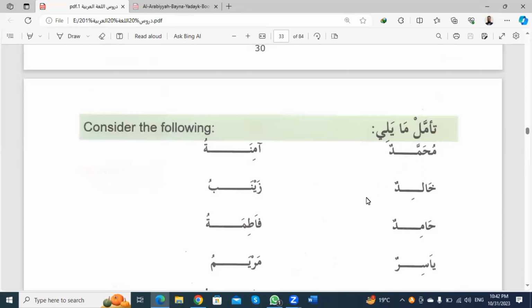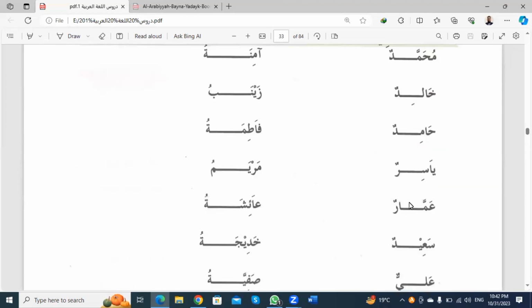So this is the difference between male and female names. I told you that in spoken Arabic, we say Muhammad, Khalid, Hamid, these are Arabic names. But in written Arabic, we say Muhammadun, Khalidun, Hamidun, Yasirun, Ammarun, Sa'idun, Aliyun. But in female names, we cannot add n in the last. We will remove n from the last. Aminatu, Zainabu, Fatimatu, Maryamu, Aishatu, Khadijatu, Safiyatu. So this is a little bit of difference between the male and female name.